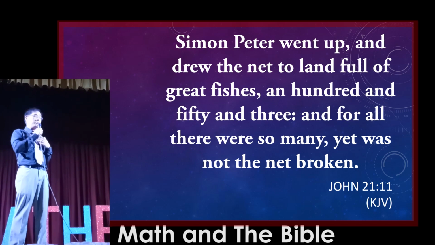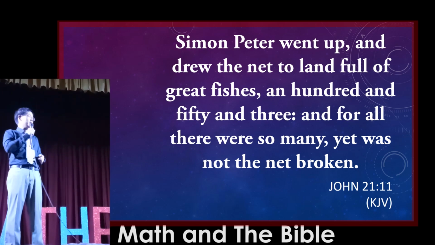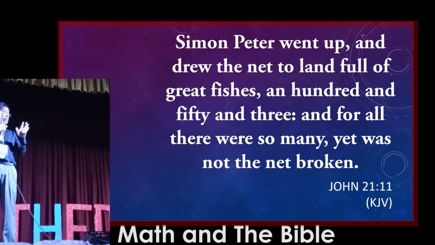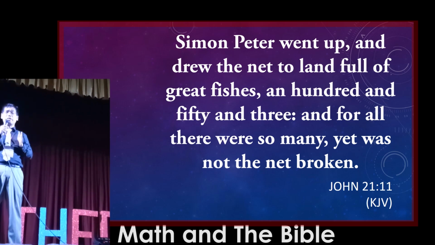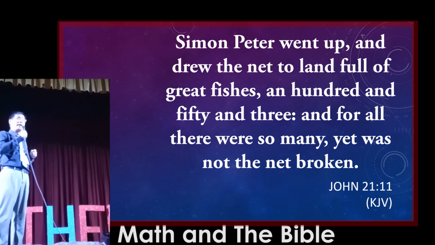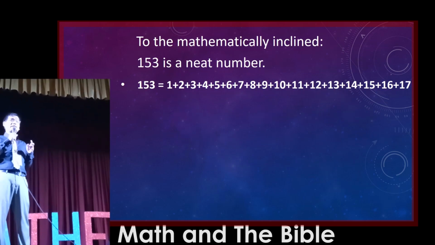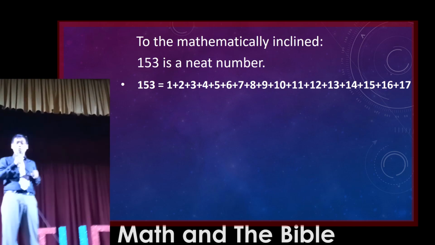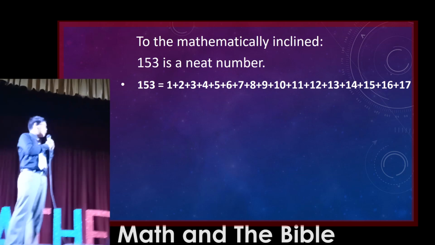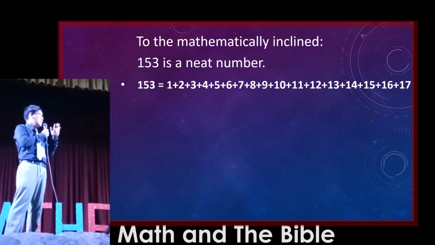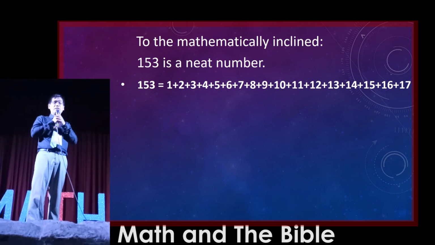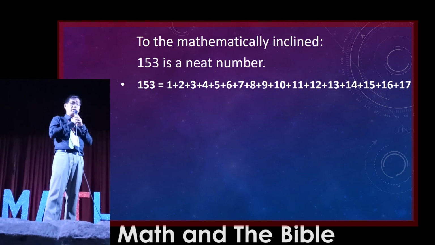But to the mathematically inclined, actually Bible scholars are clueless about the use of 153 in there. But to the mathematically inclined, he can see that 153 is actually the sum of the first 17 natural numbers. Look at it. 1 plus 2 plus 3 plus 4 plus 5. You try with your calculators. Plus 6 plus 7 plus 8 plus 9 plus 10. Plus 11 plus 12 plus 13 plus 14 plus 15 plus 16 plus 17. That's actually 153.